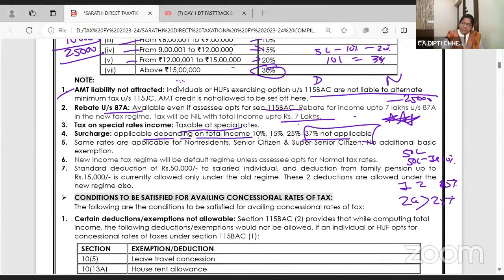Ma'am, how many times you are repeating? Then that's how this new knowledge, this is an amendment. Amendment lectures are already there separately. Same rates are applicable for the non-resident senior citizen.